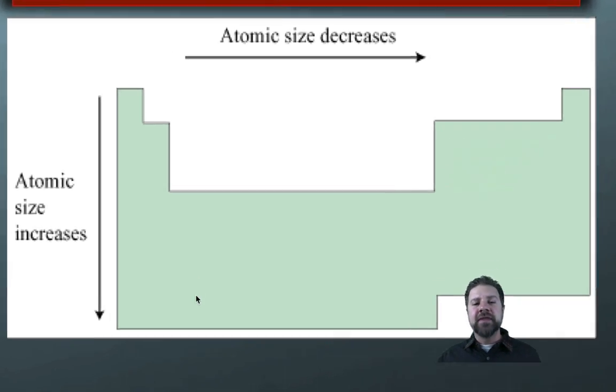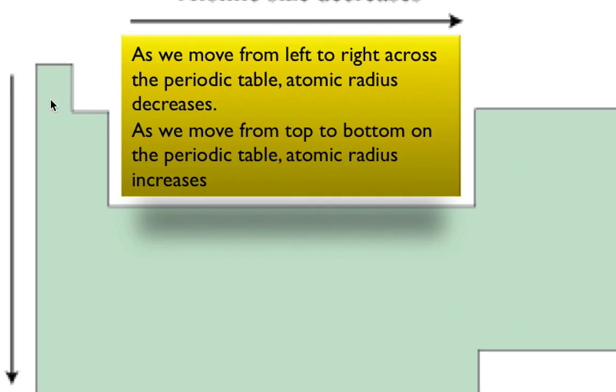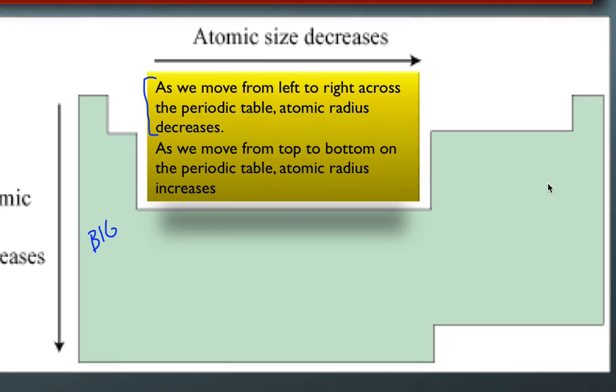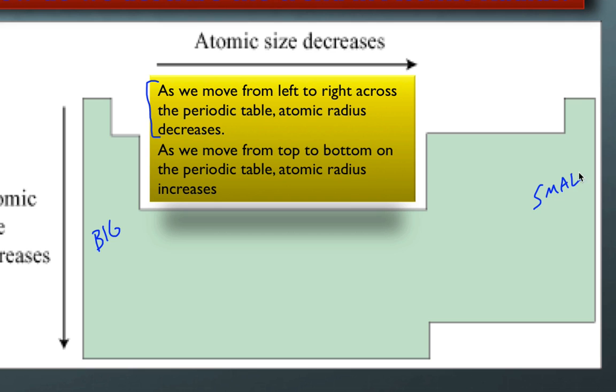Well, how about something like this? As we move from left to right across the periodic table, atomic radius decreases. So here's the left, and that would basically mean that these atoms over here are going to be big, and these atoms over here are going to be small or smaller. As we move from top to bottom on the periodic table, atomic radius increases.